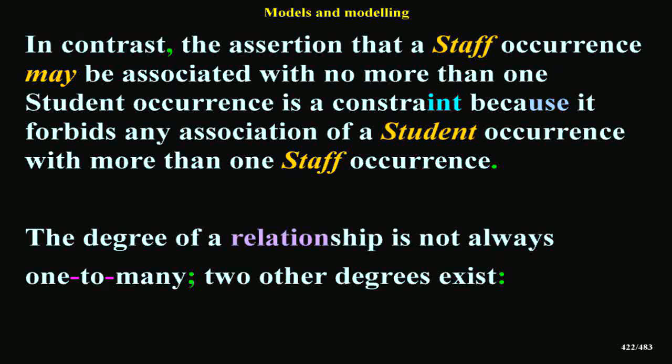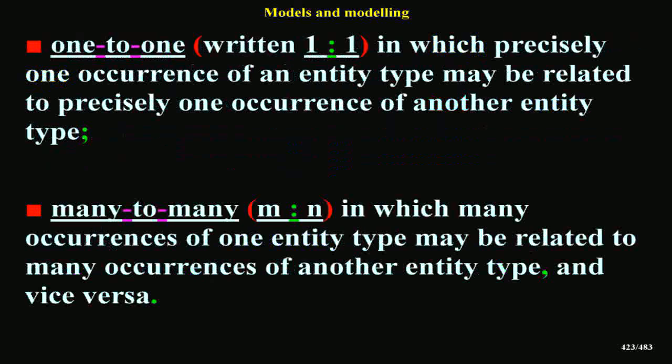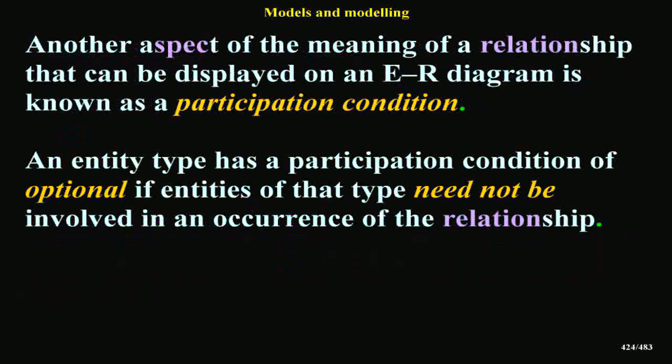The degree of a relationship is not always 1 to many. Two other degrees exist. One to one, written 1:1, in which precisely one occurrence of an entity type may be related to precisely one occurrence of another entity type. Many to many, written M:N, in which many occurrences of one entity type may be related to many occurrences of another entity type, and vice versa.